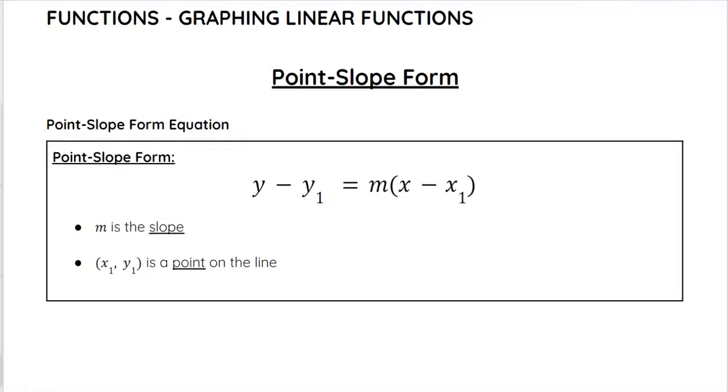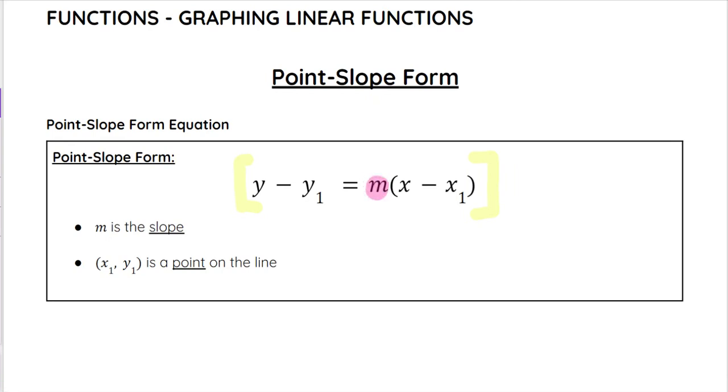Hi there, in this video we are going to look at point-slope form, which is a form of linear equations. Similar to y equals mx plus b, which is slope-intercept form, point-slope form can be used to graph lines as well. So point-slope form is this right here, y minus y1 equals m times x minus x1.